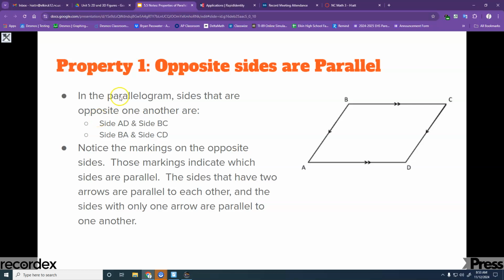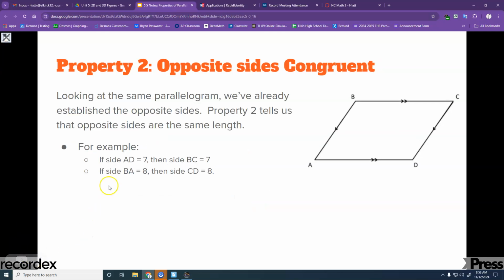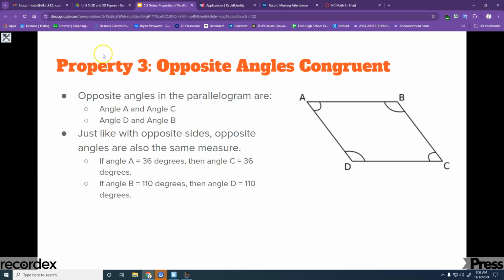Alright, so this just goes into greater detail of what we've already put on our note card. And it just tells you about how they put those arrows there in this case. In this one, you have this example, opposite sides of the same length. So for example, if AD is 7, then BC would have to be 7 as well. If BA is 8, then CD would have to be 8 as well. Angles here, just another example.